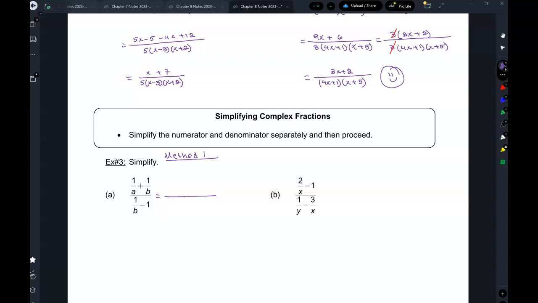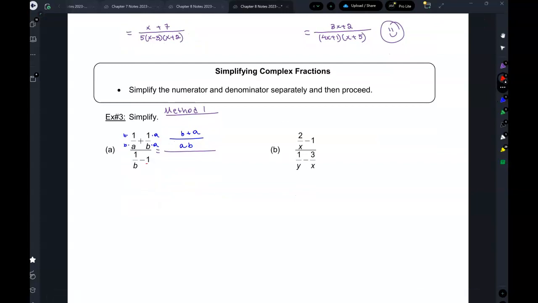Okay. So in the numerator here, the common denominator is going to be AB, right? I take an A, I take a B. So what am I going to multiply these by? Well, the first one is going to get multiplied by B, and the second one by A. So I'm going to get B plus A. Wonderful.